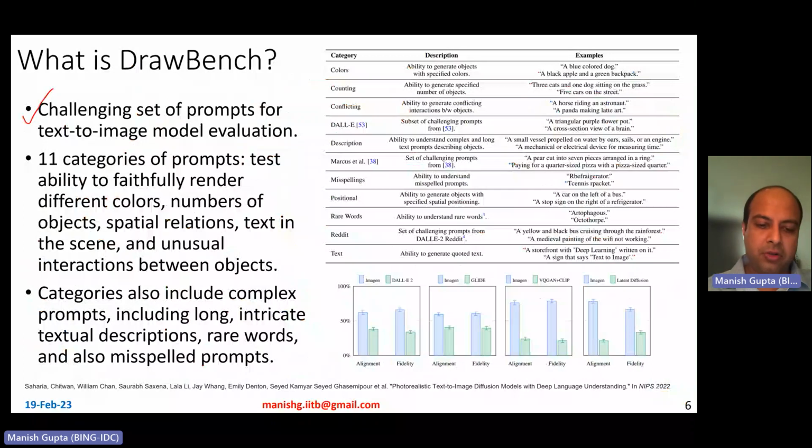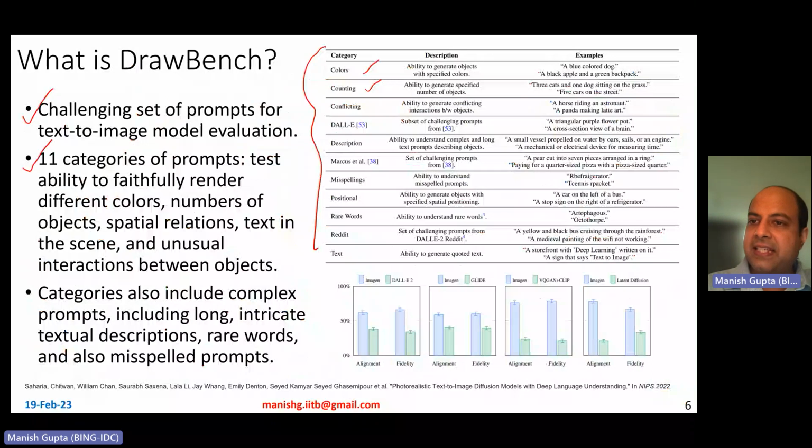So you want to evaluate how good these text-to-image models are? Well, DrawBench has a set of prompts using which you could ask the model to come up with images, and those images will then need to be manually annotated. These prompts belong to 11 different categories. They test the ability to faithfully render specific colors, to generate numbers of objects, and there are also prompts which capture spatial relations, text in a scene, unusual interactions between objects, and so on.